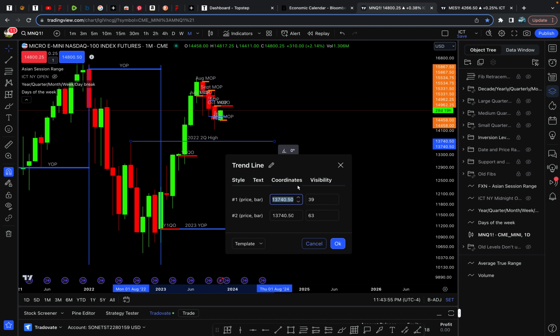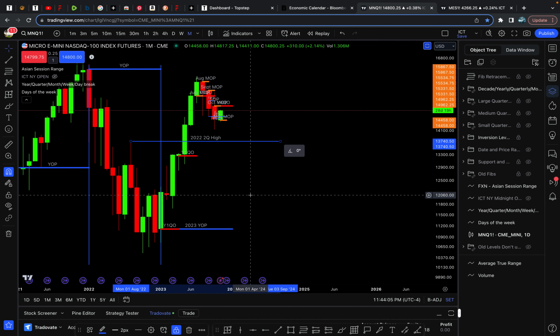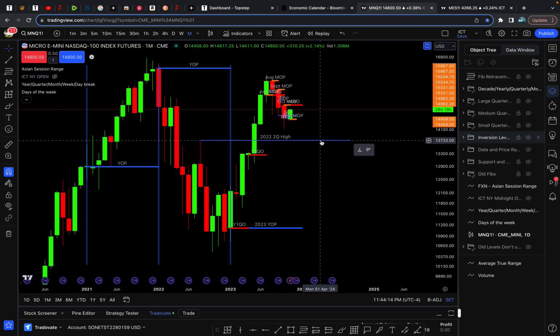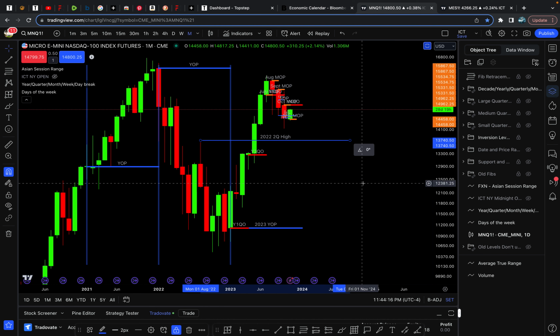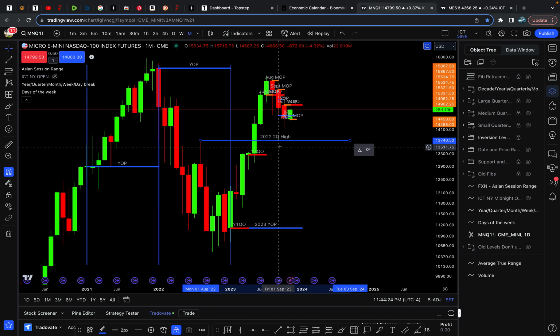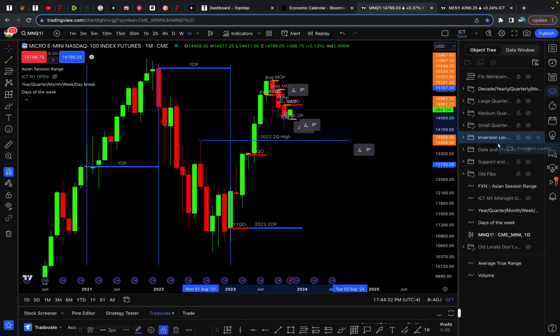And just leave it in the neutral blue because it's an inversion level. Basically, it's just a high and a low. It can become support and resistance and all that stuff. So I typically just have them labeled inversion levels, but when they're this major, maybe you could label certain ones, I guess. Anyway, let me move on.